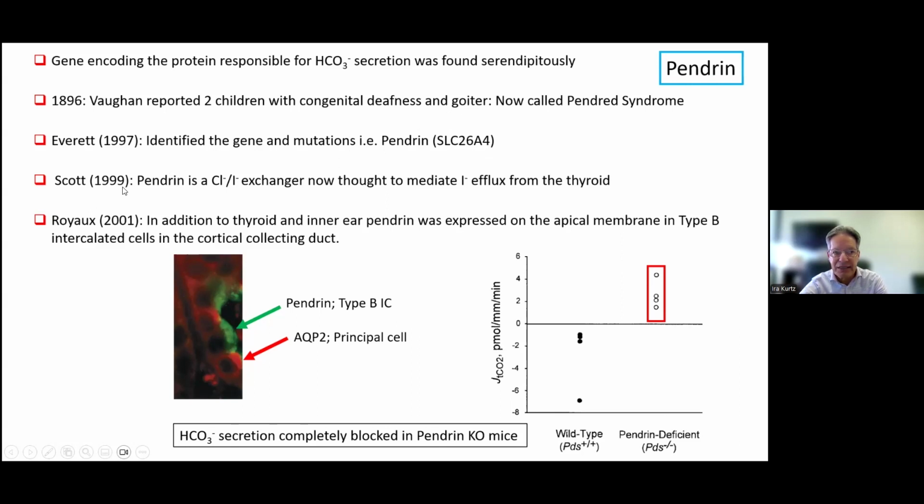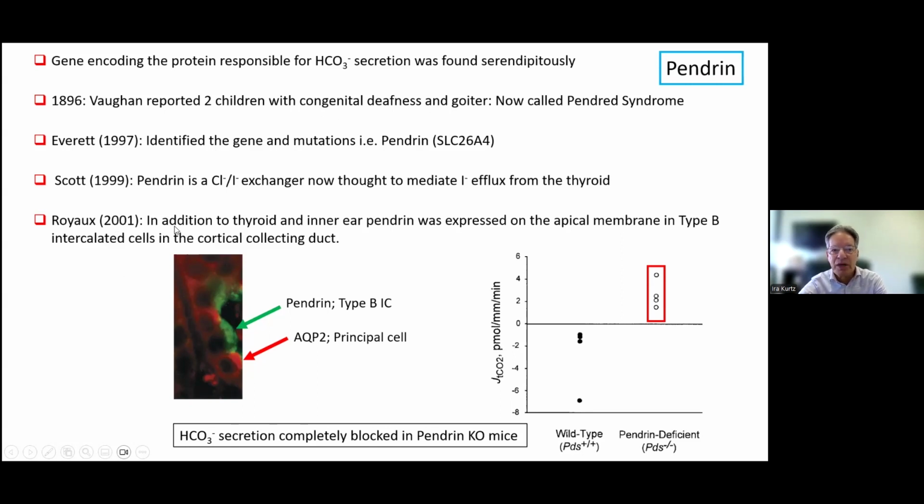Scott in 1999 showed that pendrin is a chloride iodide exchanger, which is now thought to mediate iodide exit from the thyroid. And somehow, when this transporter is mutated, you get what's called Pendred syndrome. It also looks like it's in the ear. That's why you need it to hear, and that's why, in the cochlea, they're congenitally deaf and they have a goiter.